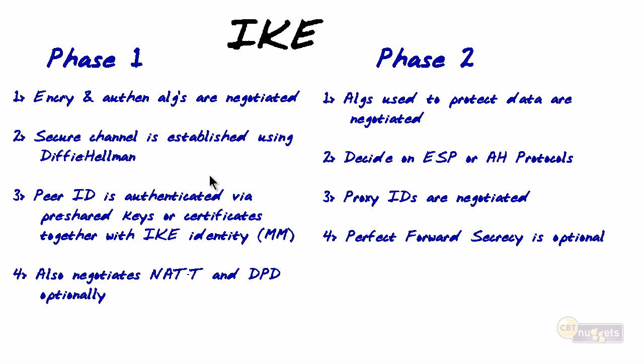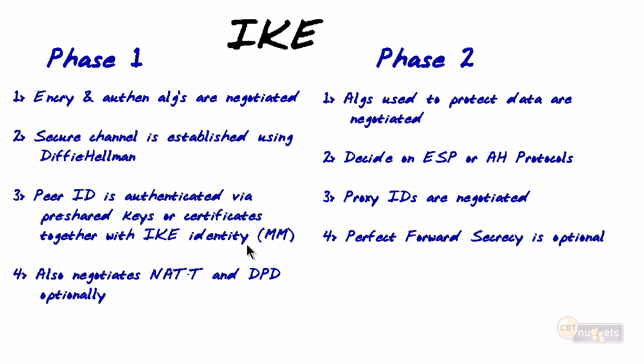Third step, a peer ID is authenticated using either pre-shared keys, which is a basic method for maybe just a few hosts, a few peers, or certificates. Certificates are a more scalable option if you have several different locations, together with IKE identity. Now that's main mode, okay? If you do aggressive mode, the three-step thing, you don't do the IKE identity process, okay?